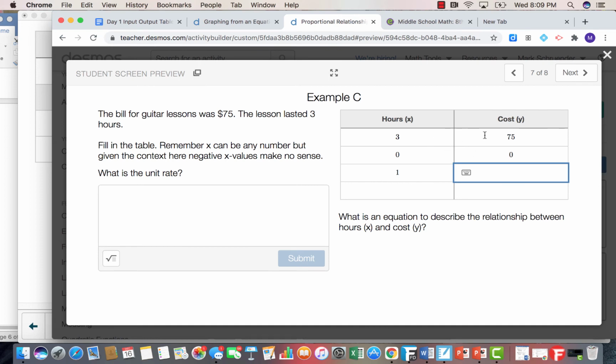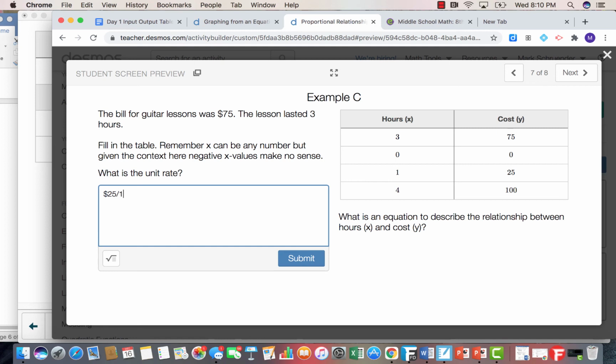3 times 25 is 75. So you'd want to do 1 times 25, and then maybe 2 and 50, or if you wanted to put 4 hours and 100 in here, it wouldn't be wrong. You can put a variety of answers. Just make sure that you're multiplying by 25. And the unit rate, of course, is $25 per hour.